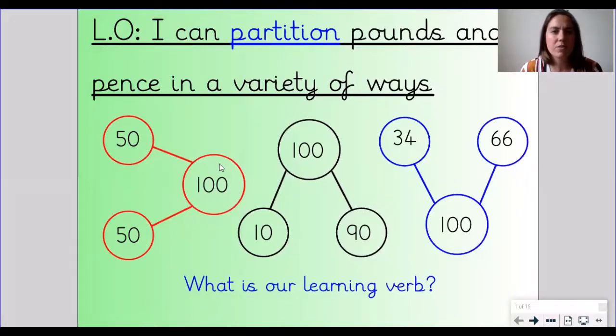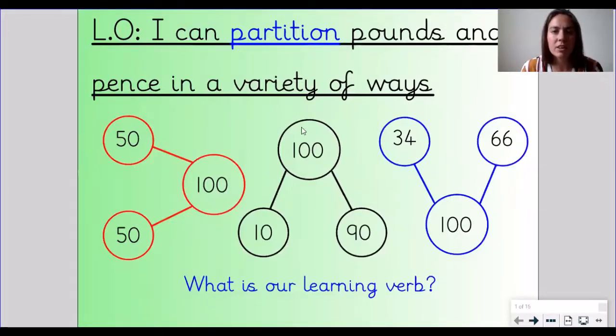I just want to take a moment to remind you that the whole is the one with the two lines and two circles attached to it, and the parts are the ones that are only attached to one circle. So regardless of which way around you have the whole model, the whole is always the one that has two circles attached to it. So we've got the whole here, and we've got one part and then the other part. If I put this part and this part together, I get this whole.